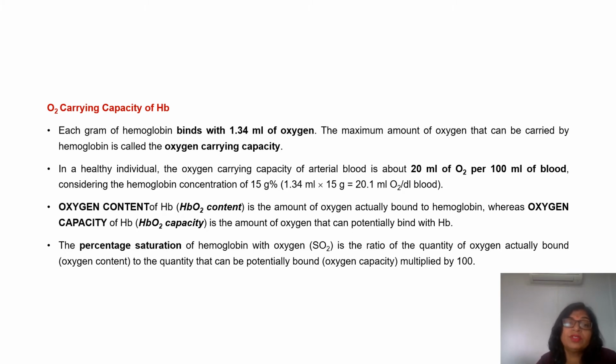Now coming to the oxygen content of hemoglobin, it is the amount of oxygen actually bound to hemoglobin, whereas the oxygen capacity of hemoglobin is the amount of oxygen that can potentially bind with the hemoglobin. Now coming to percentage saturation of hemoglobin with oxygen, it is a ratio of the quantity of oxygen actually bound to the quantity that can potentially be bound, multiplied by 100.